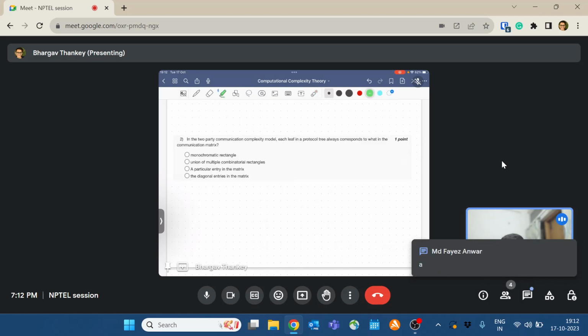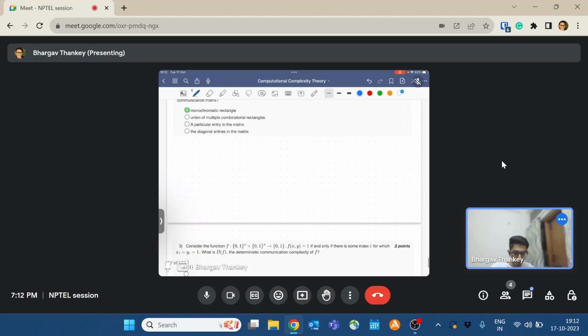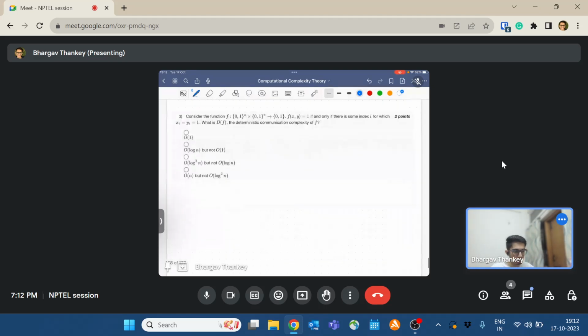Yeah, it's a monochromatic rectangle. Like this is why this statement is true. Yeah, since every leaf corresponds to monochromatic rectangles, the number of leaves is at least the number of monochromatic rectangles in a partition. Okay, so now let's look at the next problem.